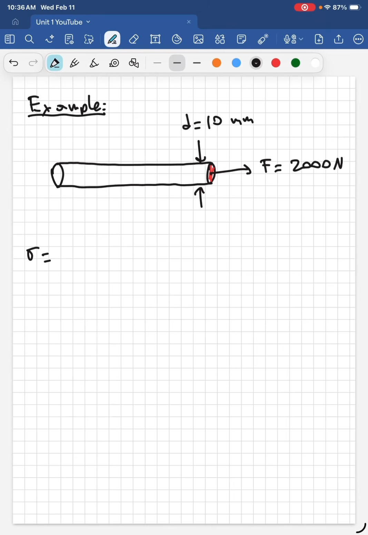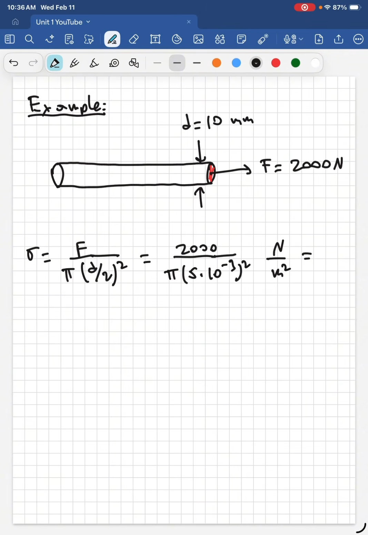So let's find the stress. Stress is force per cross-sectional area, and the cross-sectional area is pi times d over 2 squared, because the radius is equal to half the diameter. So the force is 2,000 newtons, and half the diameter is 5 millimeters, which is 5 times 10 to the negative 3 squared, and then we have meter squared. So this is actually equal to 25.5 megapascals. So that's a huge stress.